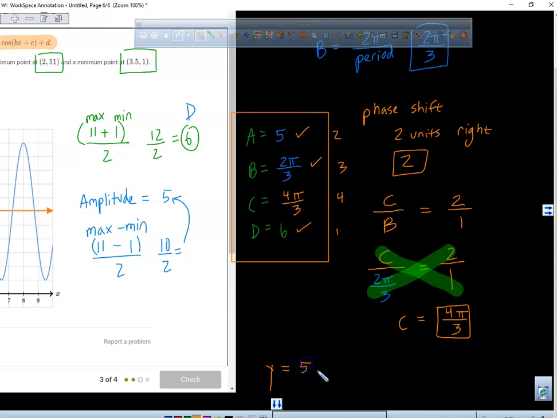I'm going to put 5. I'm going to put cosine. I'm going to open up the parentheses. My b value is 2 pi over 3. I'm going to put an x next to it. Don't forget the x. All right, I'm going to put minus. Now, here's the thing. I'm going to put minus 4 pi over 3.